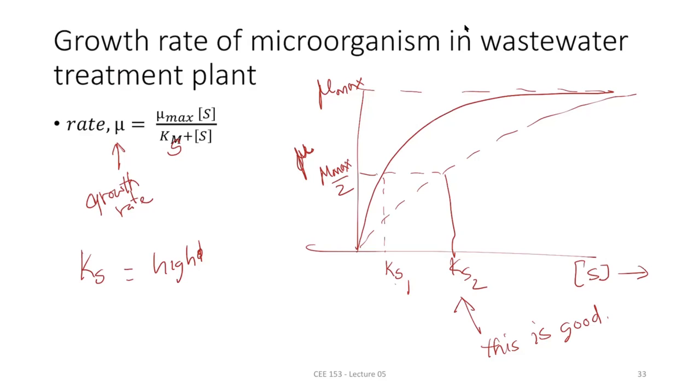You need microorganisms which will not multiply as much or grow as much, but still do the work for you. That way you produce less waste. So Ks high is favorable in a wastewater treatment plant. Okay, WWTP is wastewater treatment plant.